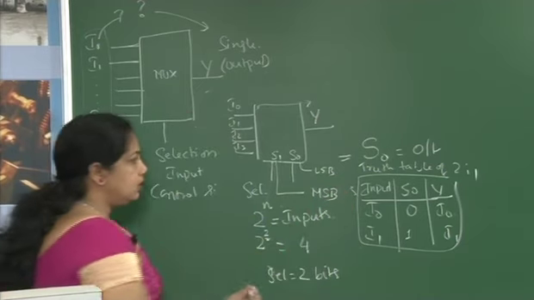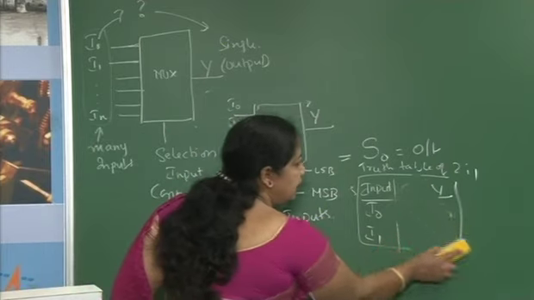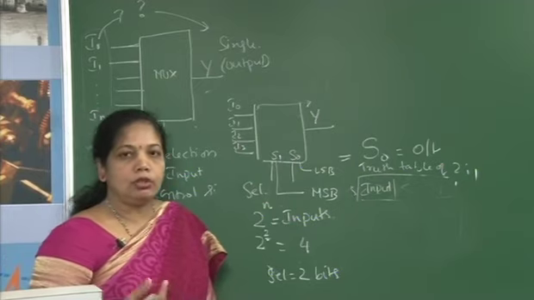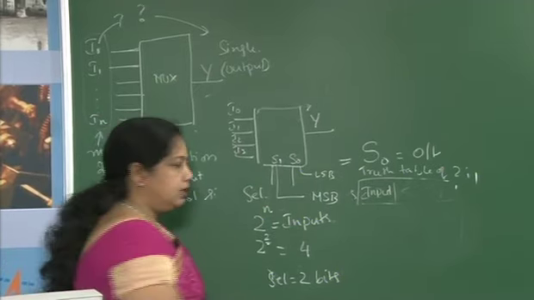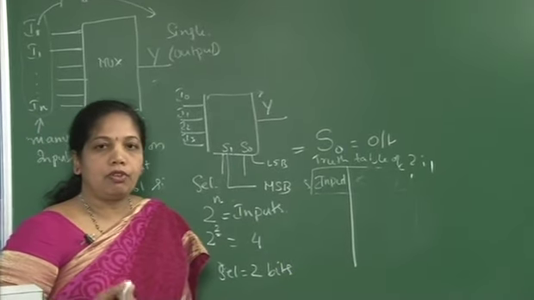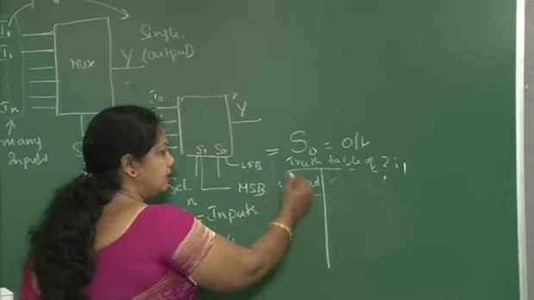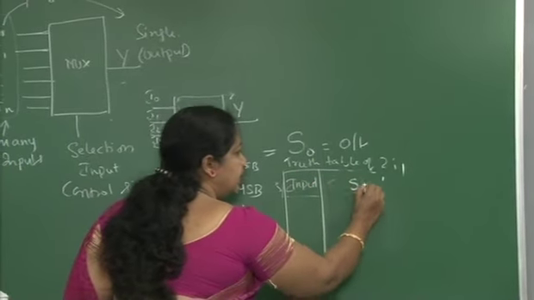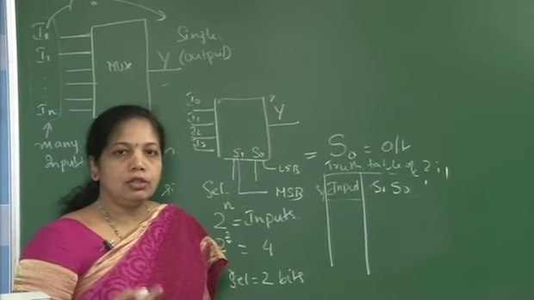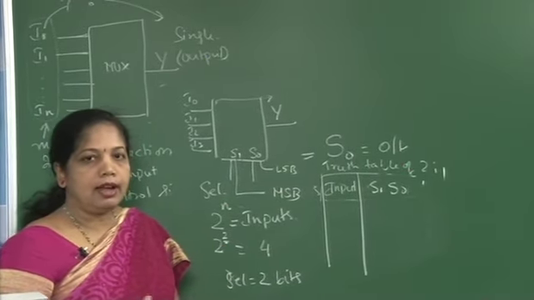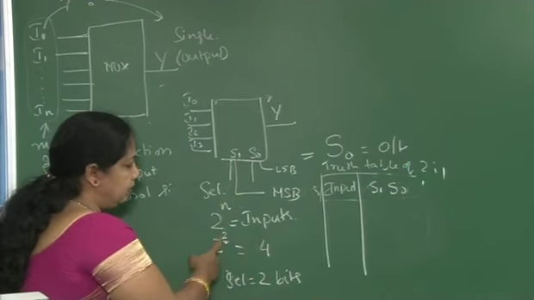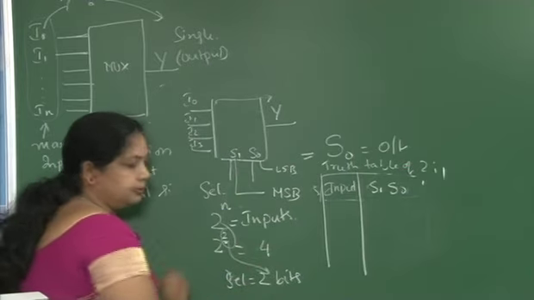Based on this we are going to decide which input has to be directed or selected to the output side. So now we write a truth table for the 4:1 mux. How do I write the truth table? Once again I am going to modify the same truth table. Instead of only S0 as in the previous case, now I am going to take 2 bits, S0 and S1, because I have designed for 4 inputs, so it will be 2 selection bits.